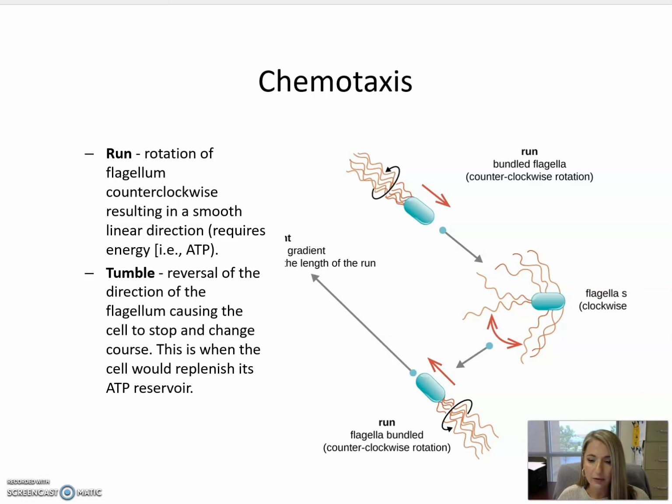But just keep in mind, for them to initiate a run, they have to turn counterclockwise, and that is going to expend a large amount of energy. For them to initiate a tumble, they need to turn clockwise, and that is going to allow them to build energy so that they can eventually take off in another run.